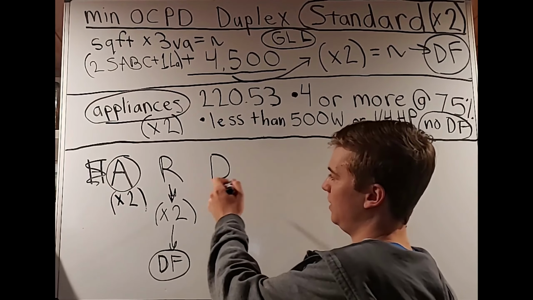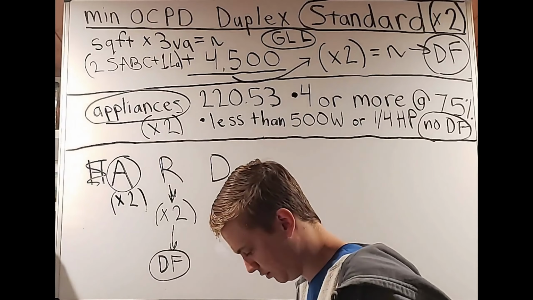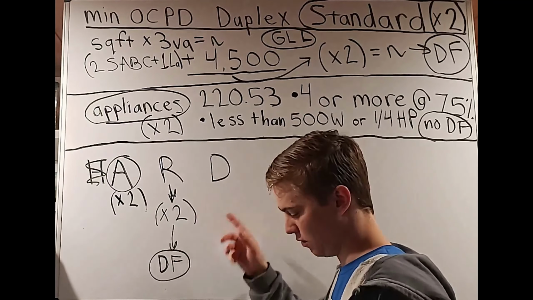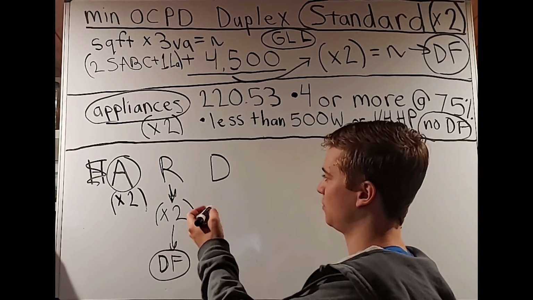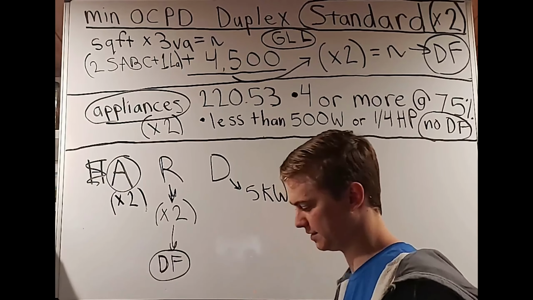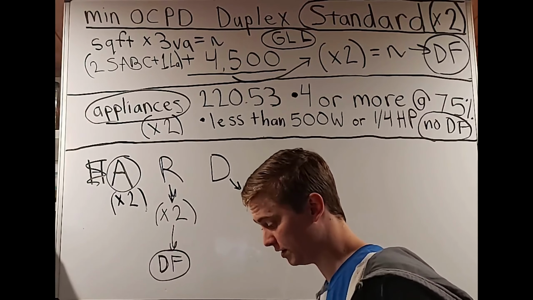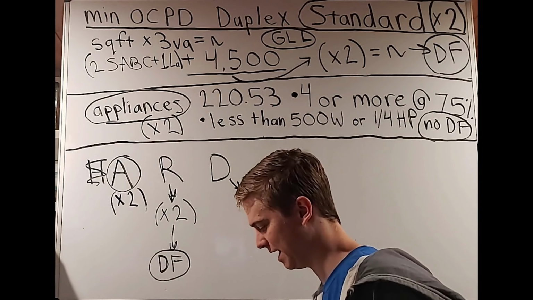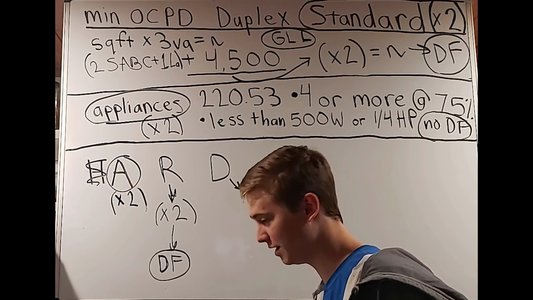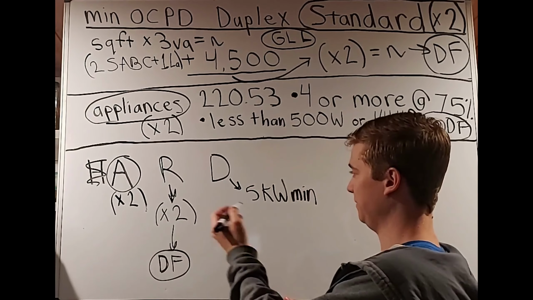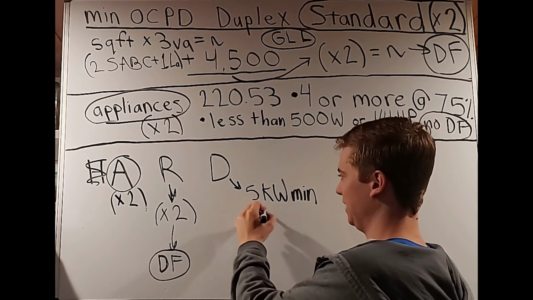Next, we're going to move on to dryers, which according to Article 220.54, they are at a 5,000 watt minimum, or the nameplate rating, whichever one is greater. So I'll put 5 kilowatt min. We don't have demand factors for duplexes, because if we go into table 220.54, we see that 1 through 4 dryers is at a 100% demand factor. In other words, we rate them at 100%. There is no demand factor. Okay, but we cannot forget, we got to multiply it by 2.